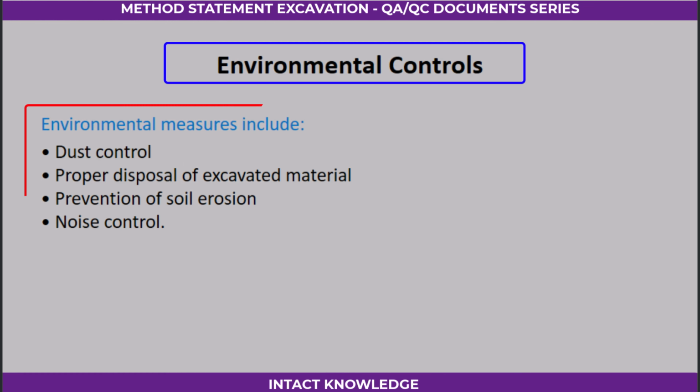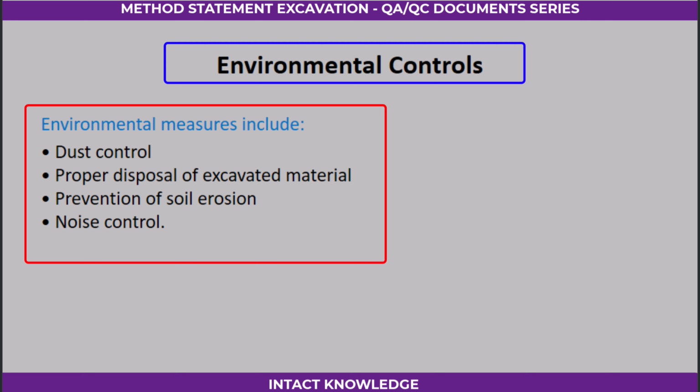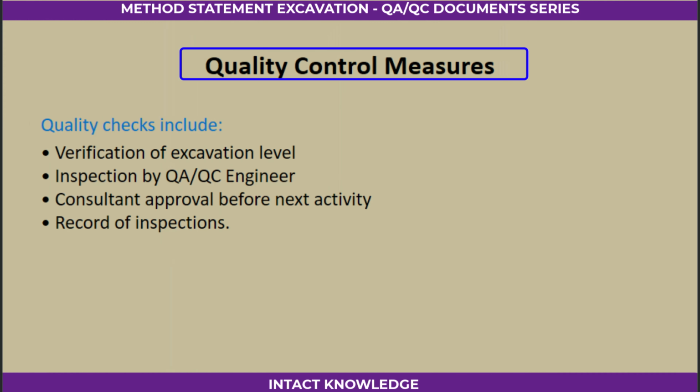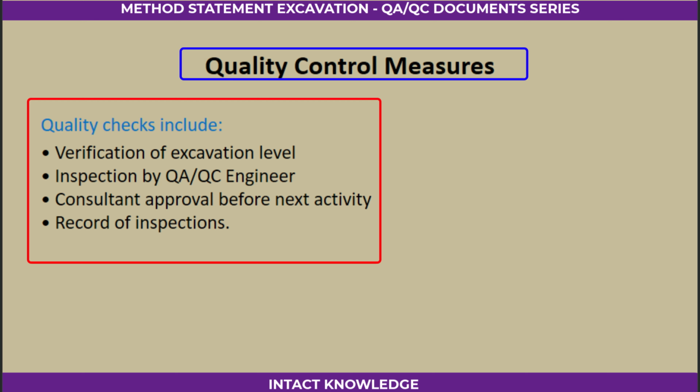Environmental controls. Environmental measures include dust control, proper disposal of excavated material, prevention of soil erosion, noise control. Quality control measures. Quality checks include verification of excavation level, inspection by QA/QC engineer, consultant approval before next activity, record of inspections.